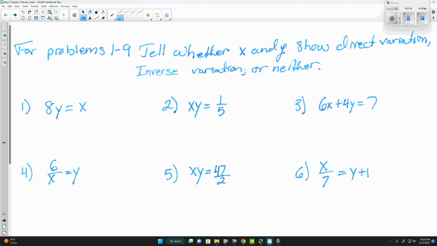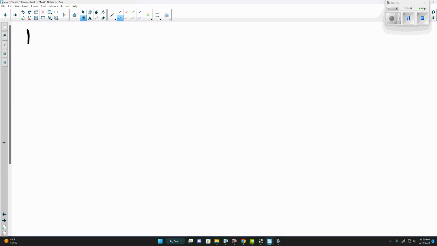Now for 1 through 9, these first 6, we're trying to determine whether it's direct, inverse, or neither. With direct variation, the general form of it is y is equal to a times x, where a is a constant amount that doesn't change. We did have another variation of the formula as y over x is equal to a. If it comes in either of these forms, it is considered direct variation.